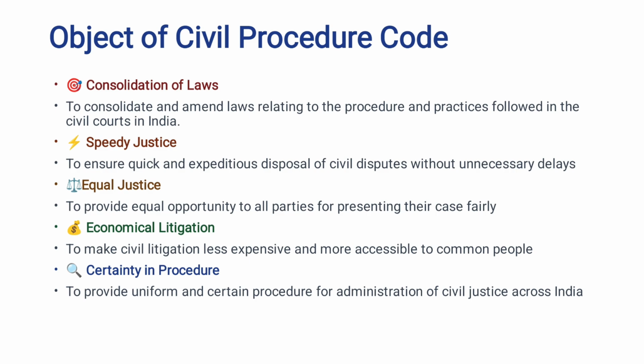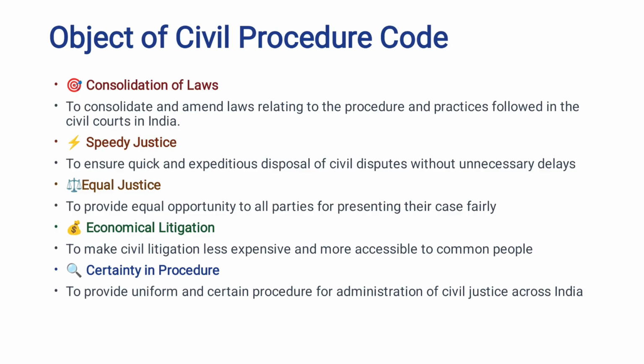Object of the Civil Procedure Code. The main object of the Civil Procedure Code is consolidation of laws. Consolidate means to combine or bring together multiple things into one unified whole code. This is just for clarity, efficiency, and consistency. Here, it is to consolidate and amend laws relating to the procedure and practices followed in the civil courts in India. The next one, speedy justice: to ensure quick and expeditious disposal of civil disputes without unnecessary delays. To avoid delays and get speedy justice is a main object of the Civil Procedure Code.